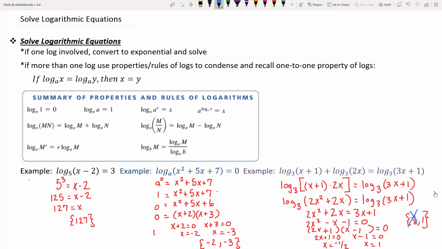And then we would continue on and check for 1. If we put 1 in for the first logarithm, you get log base 3 of 2. That's fine. If you put it in for the second logarithm, you get log base 3 of 2. That's also fine because those are positive values. And then in the last logarithm, it becomes 3 times 1 plus 1, which is just 4, which again is positive, so that's okay. So your solution at the end of the day is actually just the set 1.